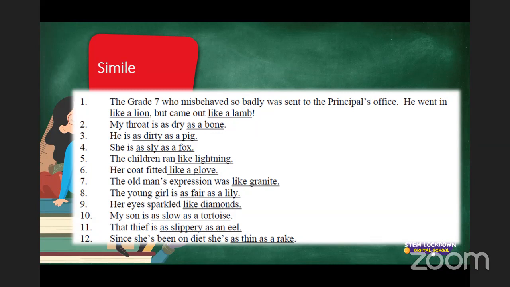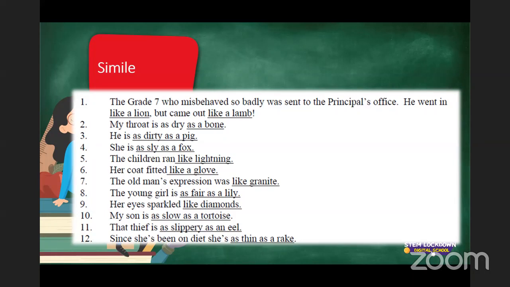The grade 7 who misbehaved badly was sent to the principal's office. He went in like a lion, but came out like a lamb. The second one, my throat is as dry as a bone. He is as dirty as a pig. We know that one, to a point where we would call somebody and say, you pig. And the next one, she is as sly as a fox.